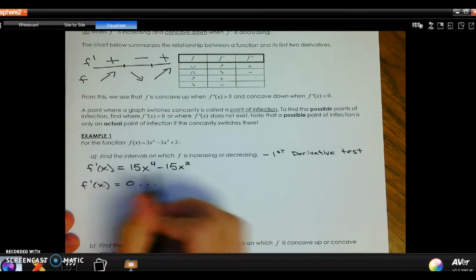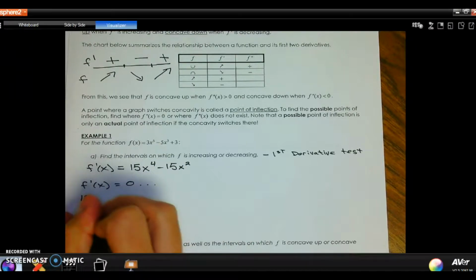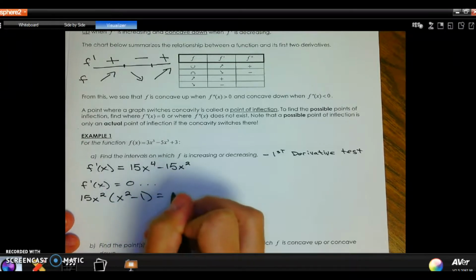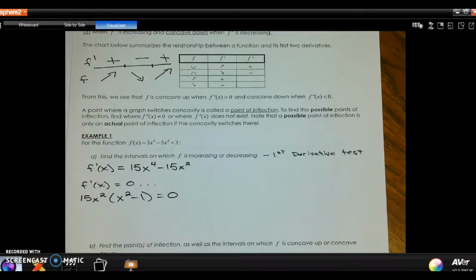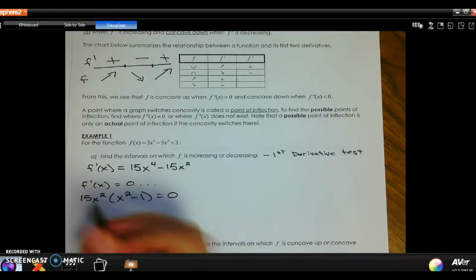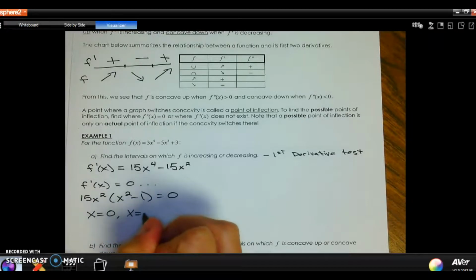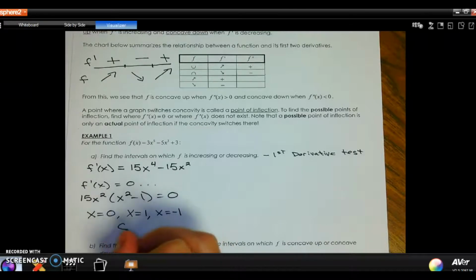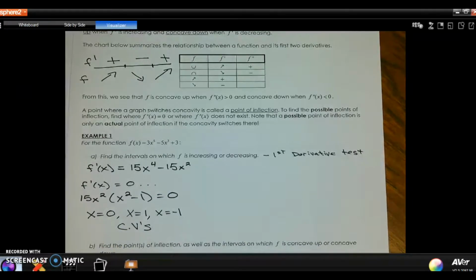Okay. So I'm going to factor out a 15x squared, and that would leave me with x squared minus 1 equals 0. And here, that's the difference of two squares. You could factor that into x plus 1, x minus 1 if you wanted to, but either way, you're going to get x equals 0, x equals 1, and x equals negative 1 as your critical values. Again, those are called your critical values or critical numbers, and that's nothing new. We did that last class.